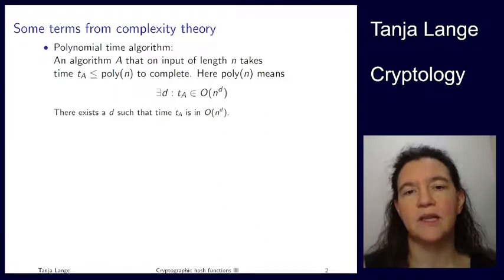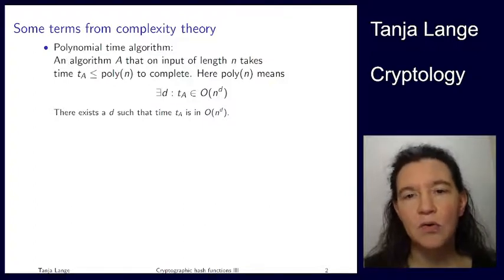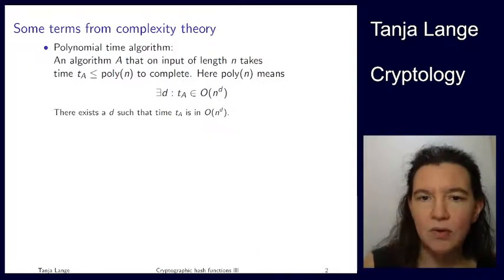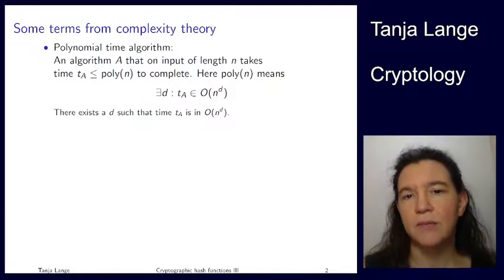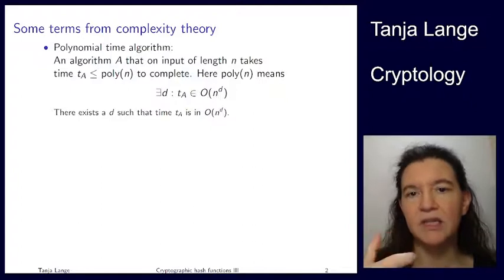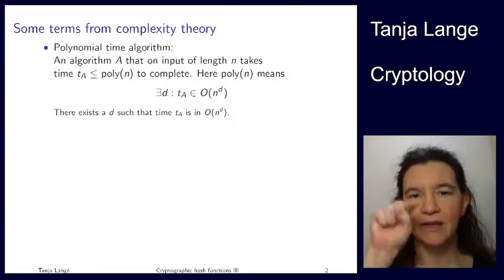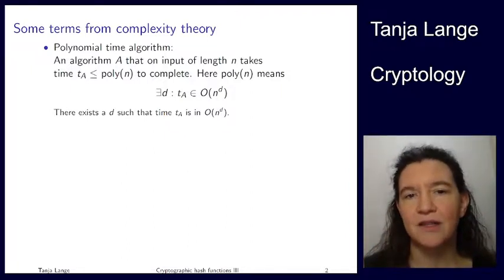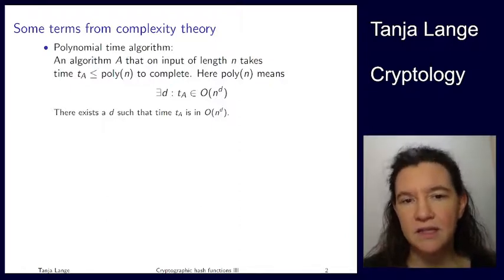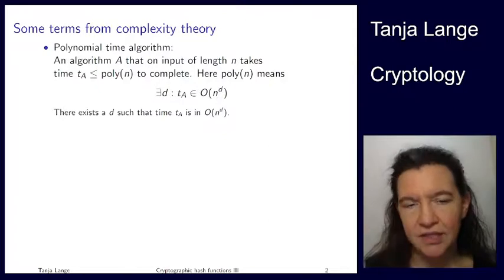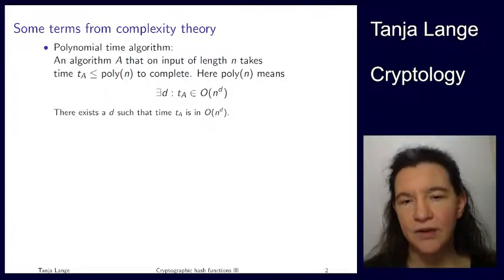So polynomial means that there exists a d, some degree, so that the time the algorithm takes is in O of n to the d. And we have seen in the O notation that this means that it suppresses all the lower order terms and all the constants. So something is in the O of n to the d if the highest degree term is at most degree d, and then whatever constants in front. To read this out again, the backwards E there is the operator for exists. So this says there exists a d such that t_A, which is the time that this algorithm takes, is in O of n to the d.